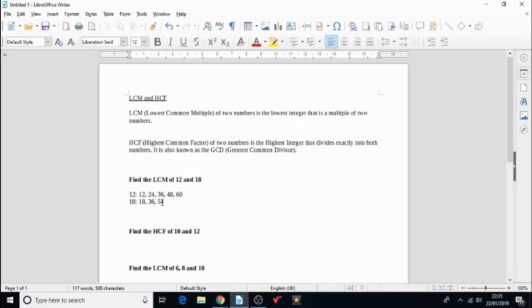Another way of finding the lowest common multiple is writing out both numbers as products of prime factors, so just splitting them up. For example, 12 is the same as 2 multiplied by 2 multiplied by 3. 18 is the same as 2 multiplied by 3 multiplied by 3. Sorry about that.